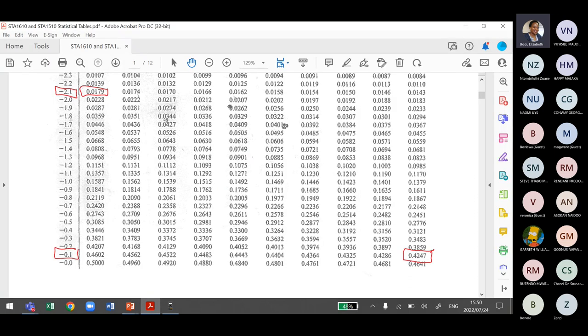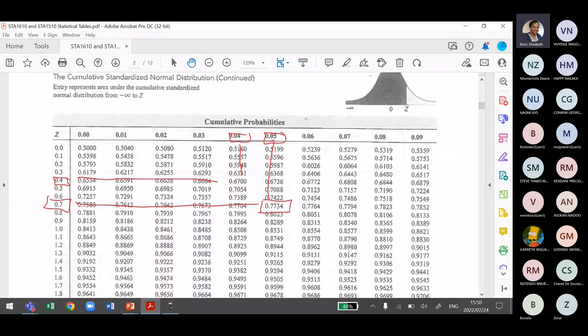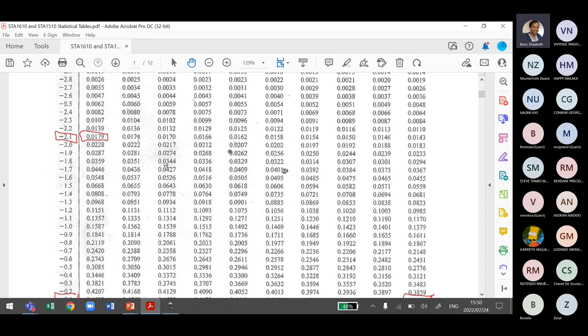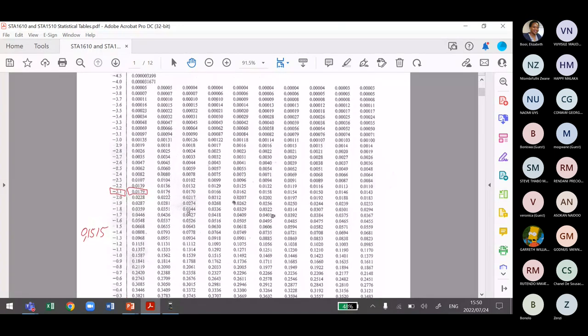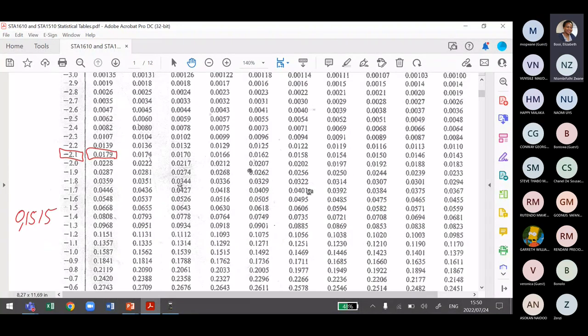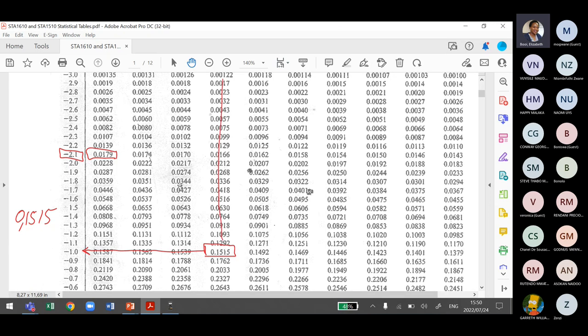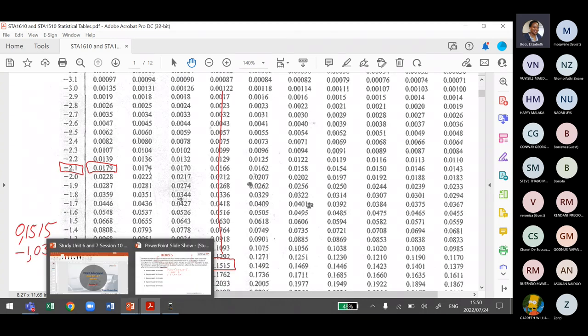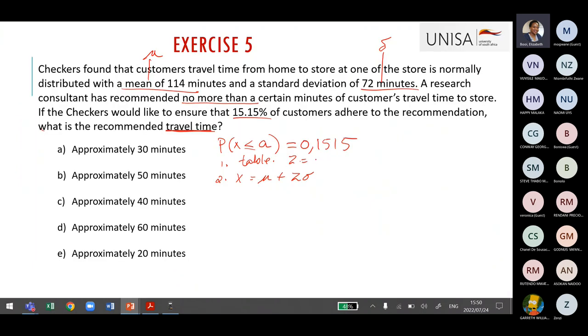So you need to go inside the table, especially on the negative side of the table, because on the positive side the values are big, right? So look inside the table for a value that is 0.1515 or a value close to that. If you don't have a table, it's 0.1515, and when you go up, it corresponds to minus 1.03. That's what you got. So we know our Z value is minus 1.03.